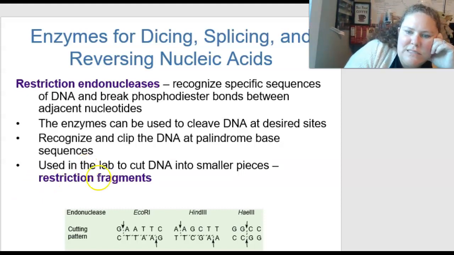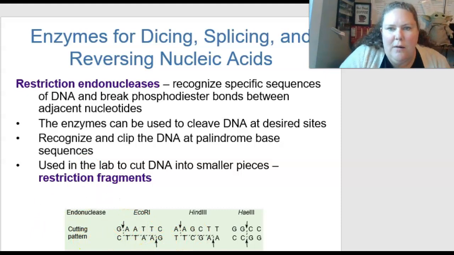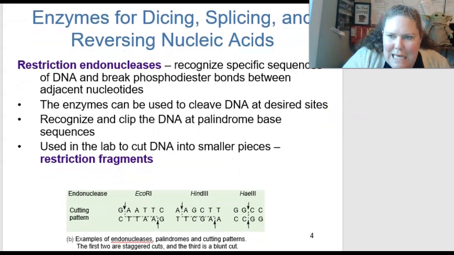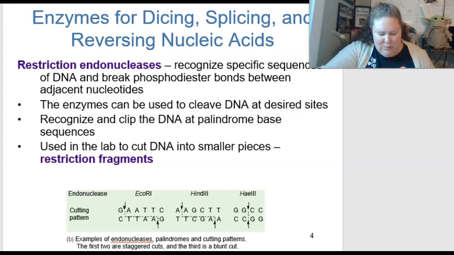Okay, so you can see that the cutting pattern is going to be very, very specific here. I'm cutting off some of your slides, guys. Sorry about that. An example here would be the examples of the endonucleases, the palindromes, and the cutting patterns. The first two are staggered cuts, right? Where the third is going to be a blunt cut, because this is staggered where it's cutting there and then cutting there, where this is going to be a blunt cut and it goes straight through. That is shown in figure 10.1.